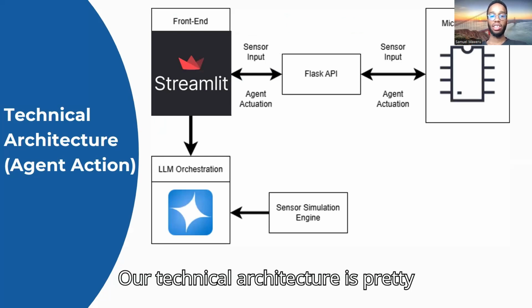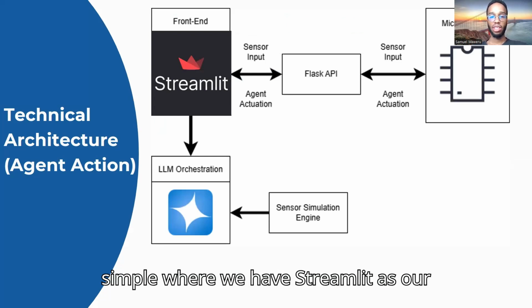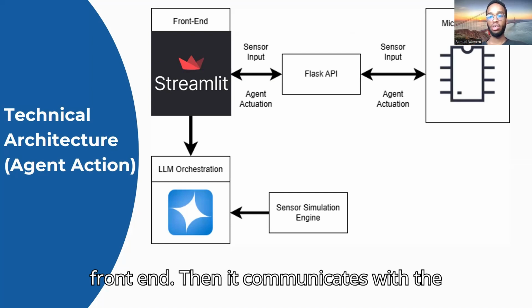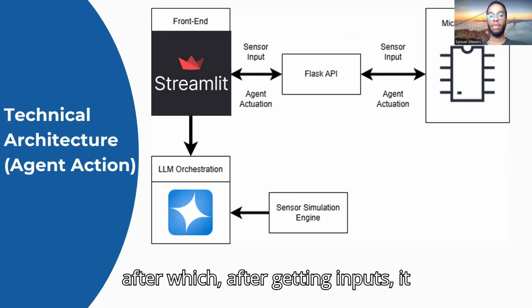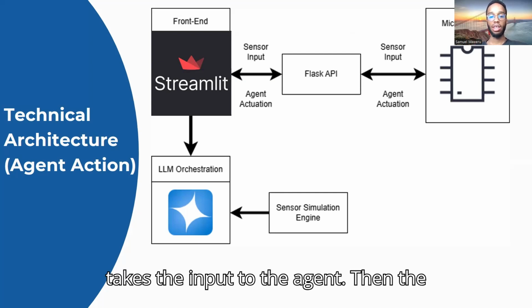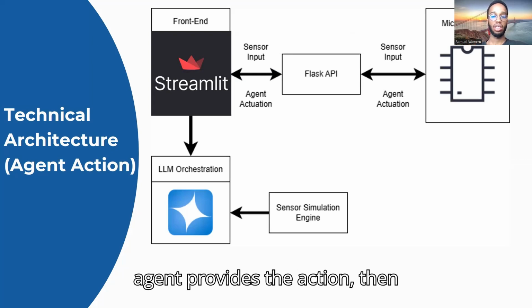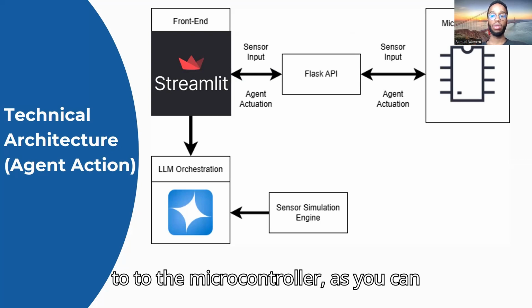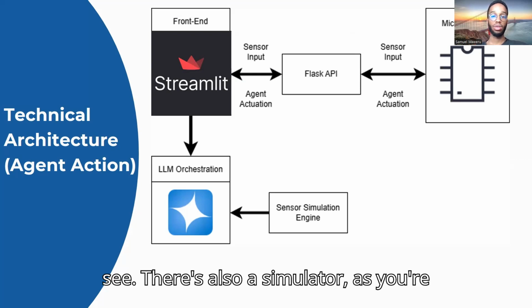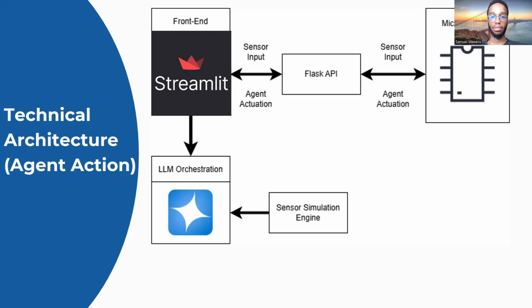Our technical architecture is pretty simple, where we have Streamlit as our front end. Then it communicates with the microcontroller using Flask API. After getting input, it takes the input to the agent. Then the agent does the action, then sends the output to the microcontroller. As you can see, there's also a simulator, as you're going to also see.